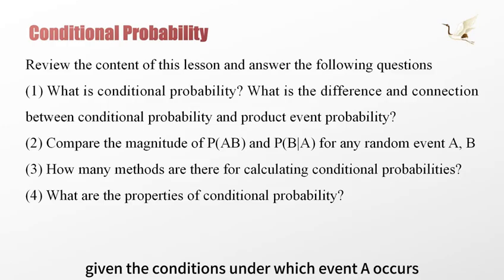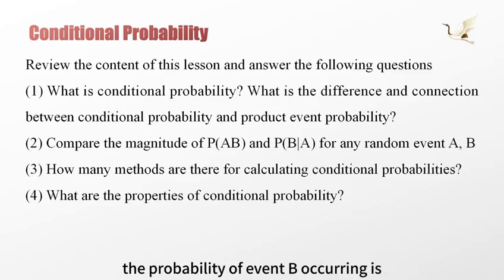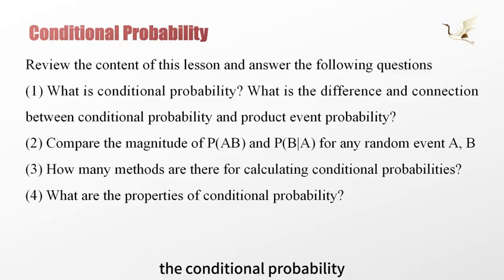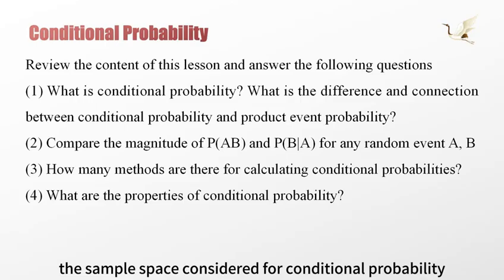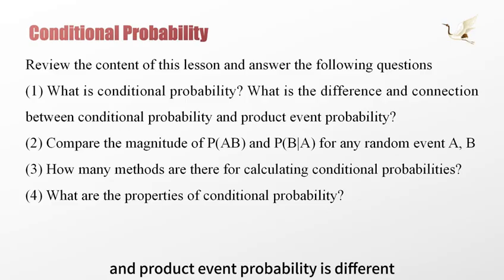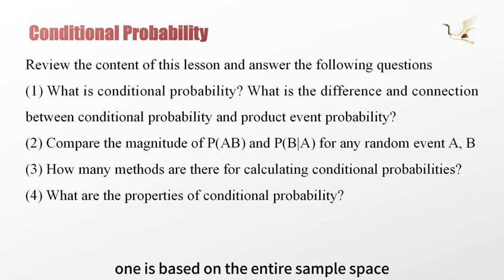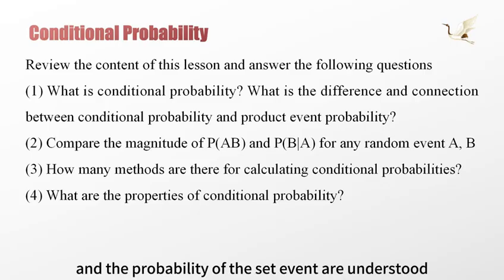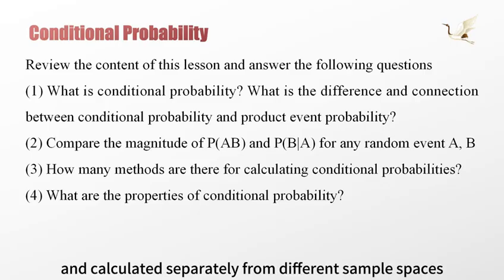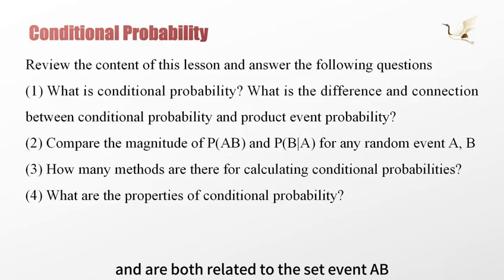Given the condition that event A occurs, the probability of event B occurring is the conditional probability. The sample space considered for conditional probability and product event probability is different. The conditional probability is larger, and there are generally 2 methods. One is based on the entire sample space, and the other is to calculate the conditional probability in a reduced sample space, which has the same properties as probability. The conditional probability and the probability of the product event are understood and calculated separately from different sample spaces, and are both related to the product event AB, so they must be interrelated in the formula.